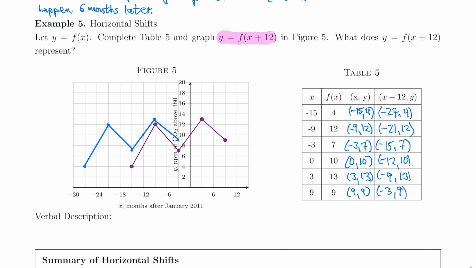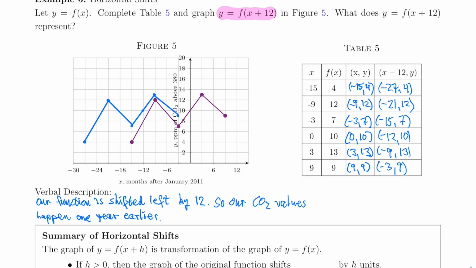And so you might also have noticed that our whole scale, we had to extend a little bit to the left in order to make that happen. And so that will also be important as you're making your own graphs, to pay attention to what the transformation is, so that then you can make the scale and the graph accordingly. And again, what has happened? Our entire function has shifted left by 12. That means 12 months. So our carbon dioxide values happened 1 year earlier. So that is as if they had happened 1 year earlier.